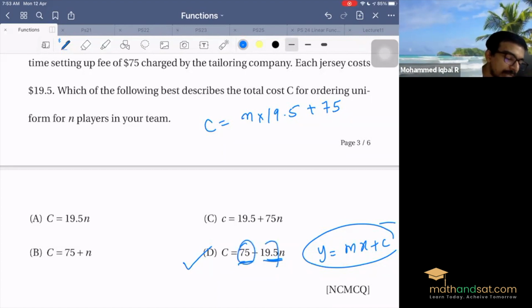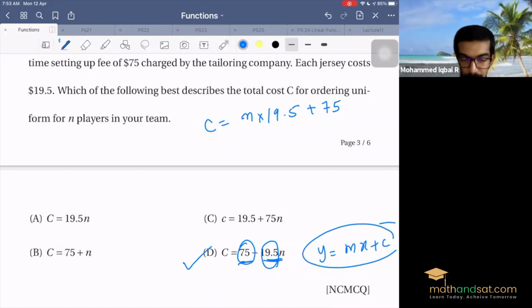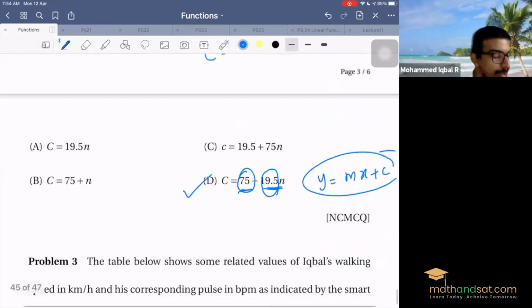What is the significance of 19.5? 19.5 is the rate of change. When you change your N by 1, when the change in input is 1, what is the change in output? When you add one more player, the price goes up by $19.5. So that is the significance of 19.5 here. I hope that's clear. So let's go to the next question.